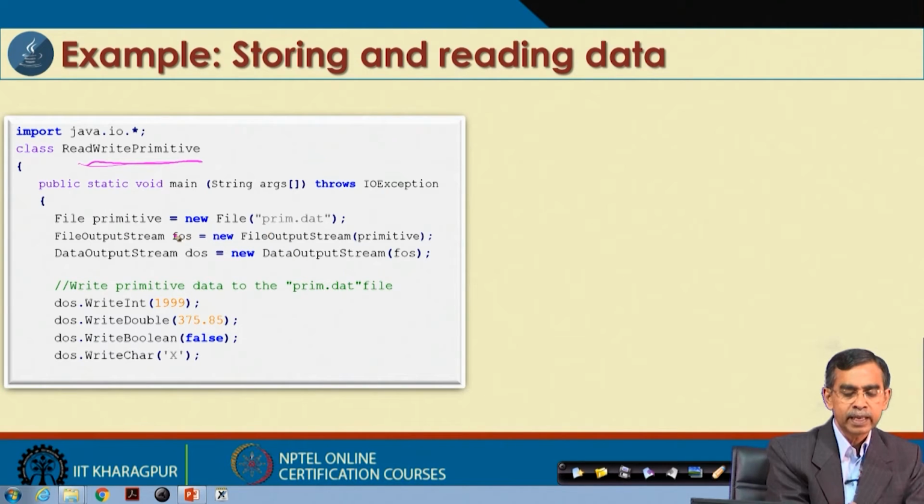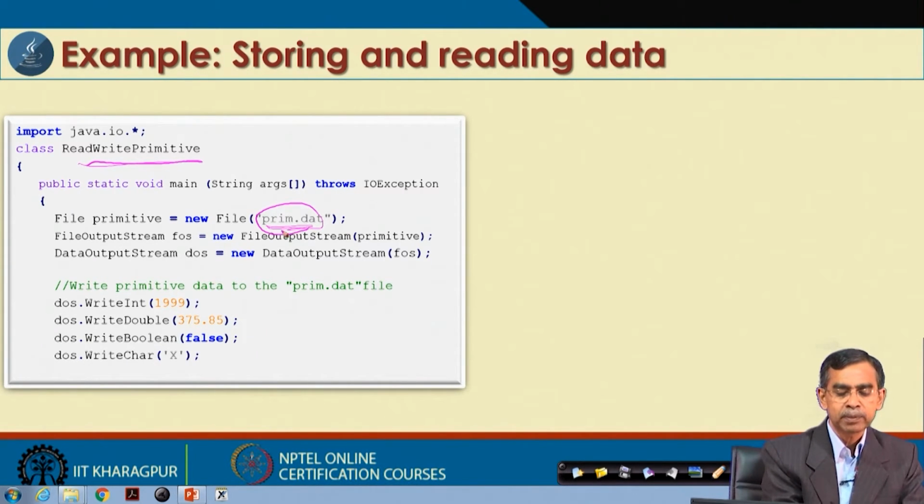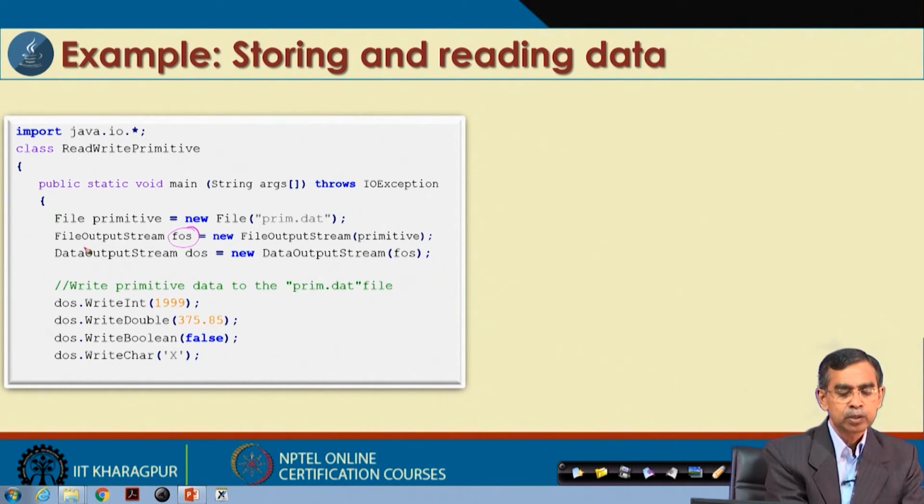So, first we create a file type object, that is the name of the file where you want to store it. This is basically the name of the file, and then we create the file object primitive. So, this is the file object. Once the file object is created, then a file output stream is created, that means a connection. So, the file output stream class connects to this primitive, this file.